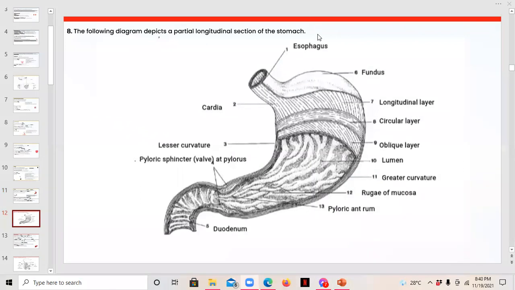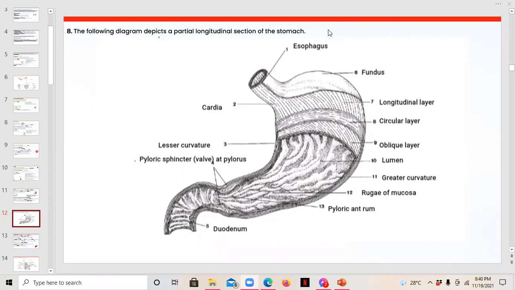The following diagram depicts a partial longitudinal section of the stomach. Number 1 is esophagus. Number 2 is cardia. Number 3 is lesser curvature. Number 4 is pyloric sphincter valve at pylorus. Number 5, duodenum. Number 6, fundus.